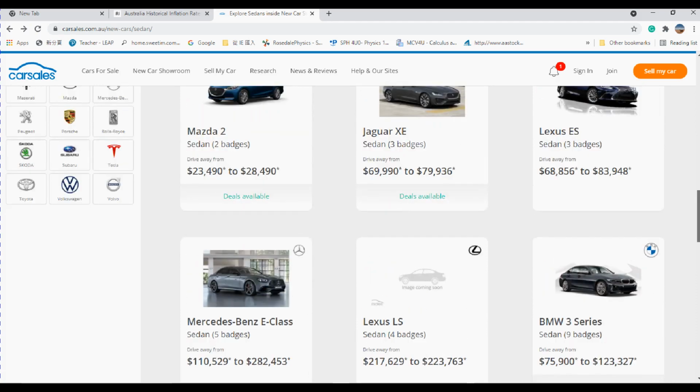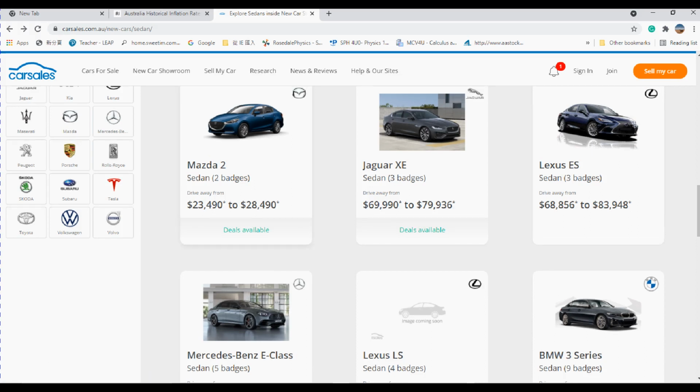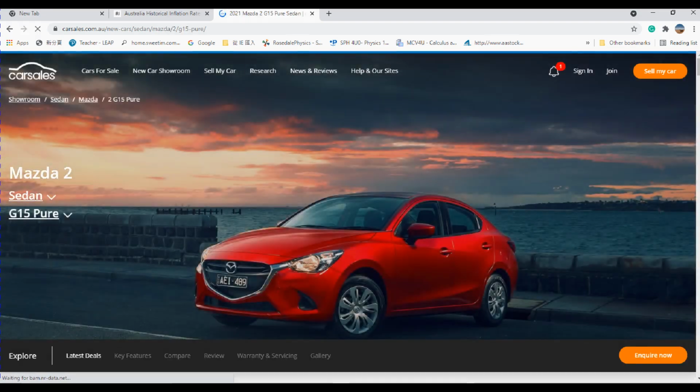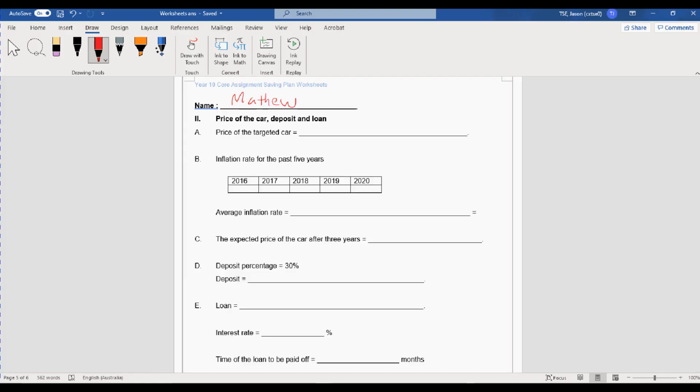So we saw the car here, this one, the Mazda 2, a sedan with 2 badges. This one is quite cheap, so we click into it. Right now, here's the price: 23,490, and you could drive away. So we just bear in mind that number, 23,490. We go back here and you write that number in. So that's the price for a target car.